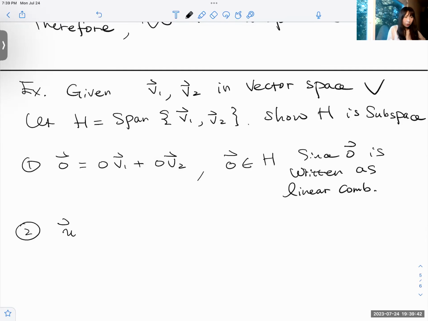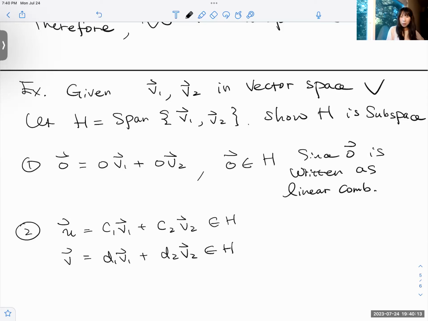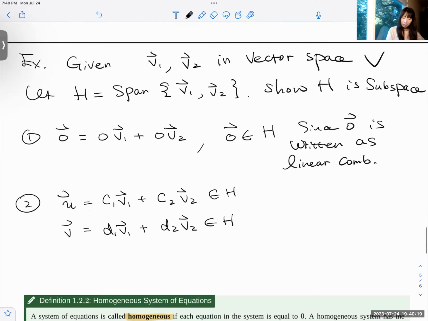Okay, all right. Number 2. We have u. Same thing. u we can express as a linear combination. So there will be C1 vector V1 plus C2 vector V2. Let's say that this is in H. And also vector v, which is D1 vector V1 plus D2 vector V2, is also in H, right? Because we can express it as a linear combination of vectors, right?